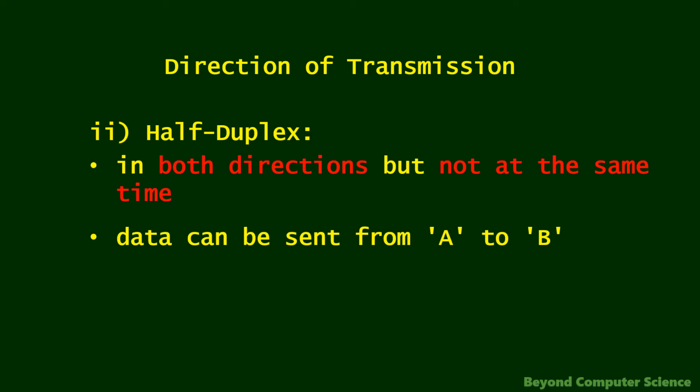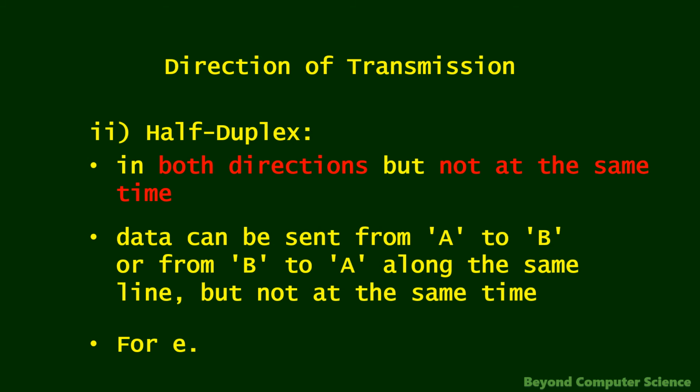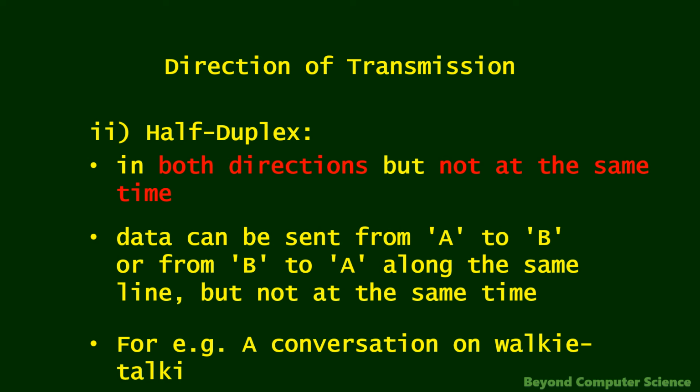Data can be sent from A to B or from B to A along the same line, but not at the same time. Example is walkie-talkie communication between law enforcement agencies. You must have seen law enforcement agencies using walkie-talkies in which they say after every sentence, after every message, they say over. Because the receivers are in the receiving mode and that signal that over means that the person has stopped talking, and if anyone else wants to talk, he or she can switch his mode to sending using a button and then speak.